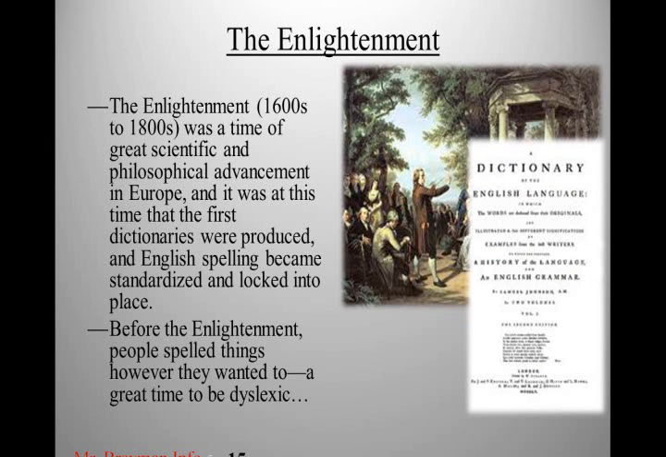The next period in the development of English is the Enlightenment. And the Enlightenment was a period from the 1600s to the 1800s, and this was a period of great scientific and philosophical advancement in Europe. And it was at this time that the first dictionaries were produced, and English spelling began to become standardized and locked into place.